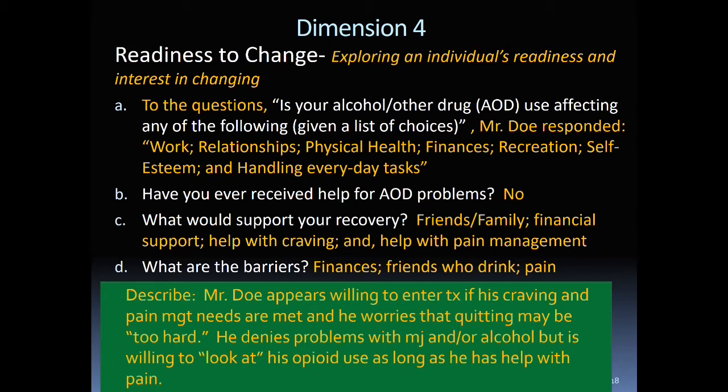So the summary here for Dimension 4, Mr. Doe appears willing to enter treatment if his craving and pain management needs are met, and he worries that quitting may be too hard. He denies problems with marijuana and alcohol, but is willing to look at his opioid use as long as he has help with pain. So as you can see, Mr. Doe is recognizing his issues with opioid use, however, still needs some addressing regarding the marijuana and alcohol use.